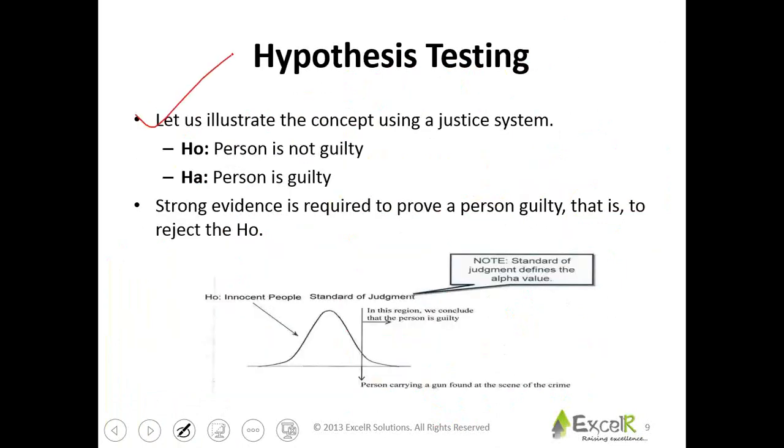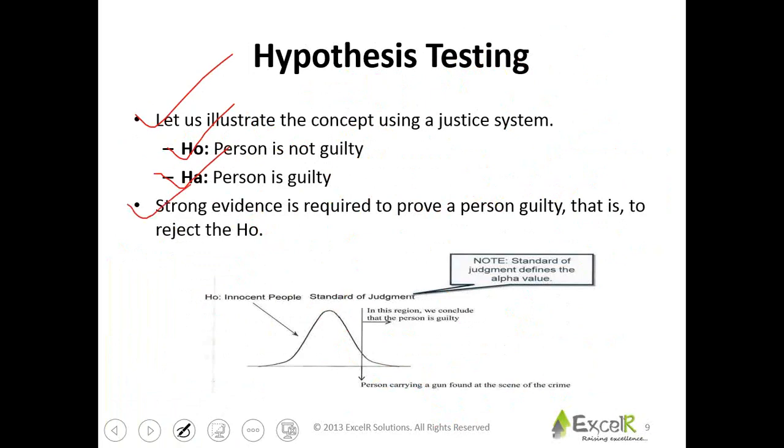Alright. I think this example we have also discussed during a green belt. Let us illustrate the concept using a justice system. Null hypothesis says person is not guilty. No, he has not done any mistake. That is what the judge is going to fill his brain with even before he gets started. Alternative hypothesis says no, person is guilty.